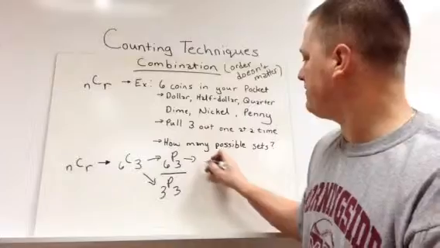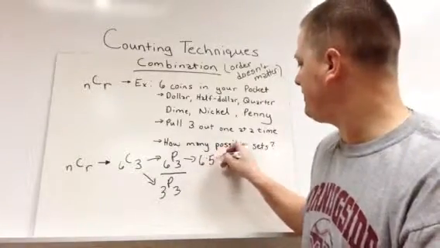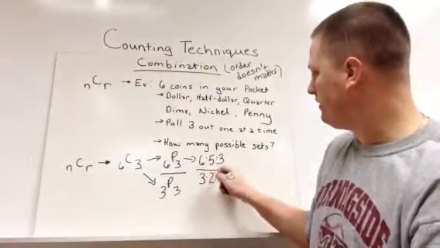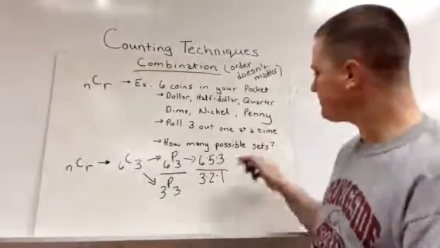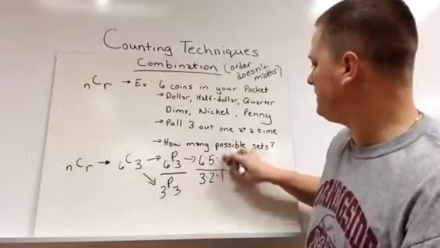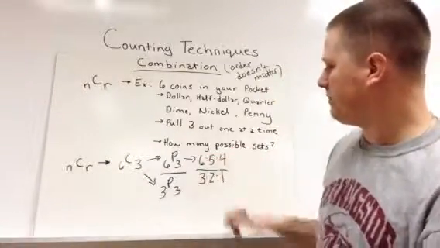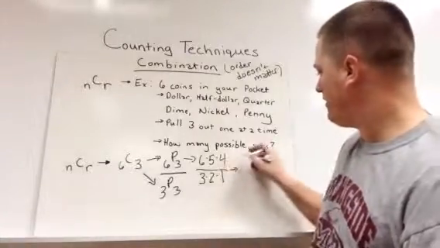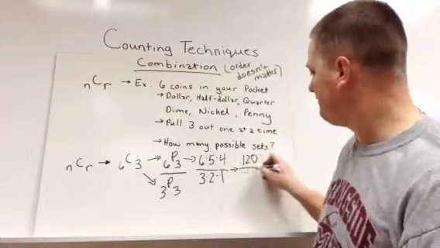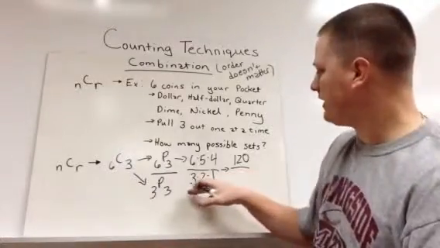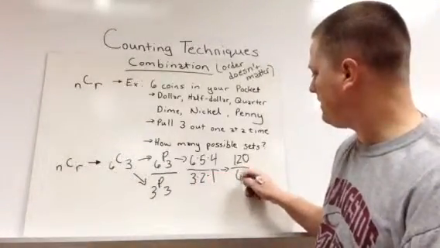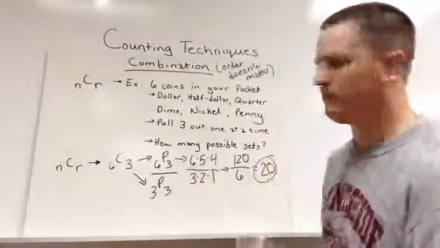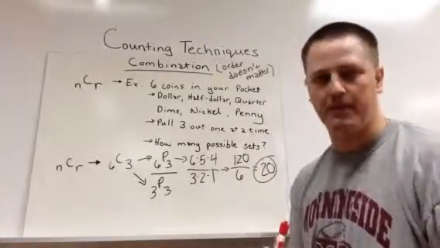So the top one gives us 6 times 5 times 4. Oh, that's not a 3, that's a 4. 6, 5, 4. And the bottom one gives us 3, 2, 1. On the top, we're going to get our 120 from the last problem. On the bottom, we're going to get 3 times 2 times 1 gives us 6. Then we divide at the end. So this one's telling us there are 20 combinations.